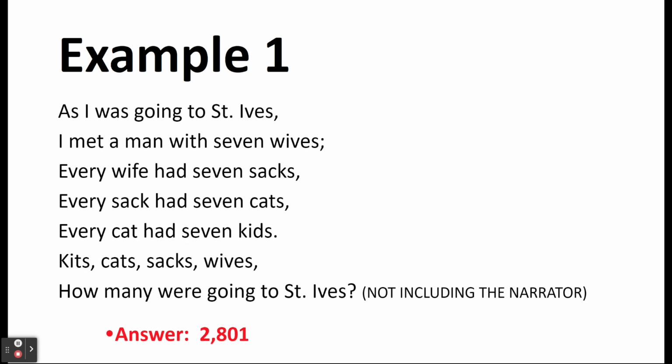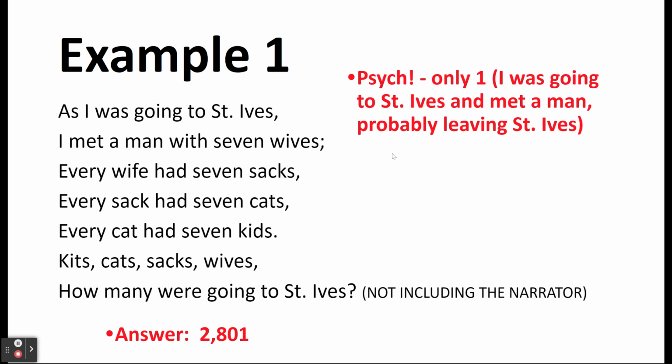However, I read this riddle a little bit differently. For me, I would say actually only 1, because I was going to St. Ives. The man, they're probably leaving St. Ives. They're going somewhere else because I met them on the road. Now, you could venture and say, well, we're all going to St. Ives. I just happen to be walking in the same road with them. But anyways, you see the idea here. You figured out, hopefully, that you were supposed to multiply to get to that point.